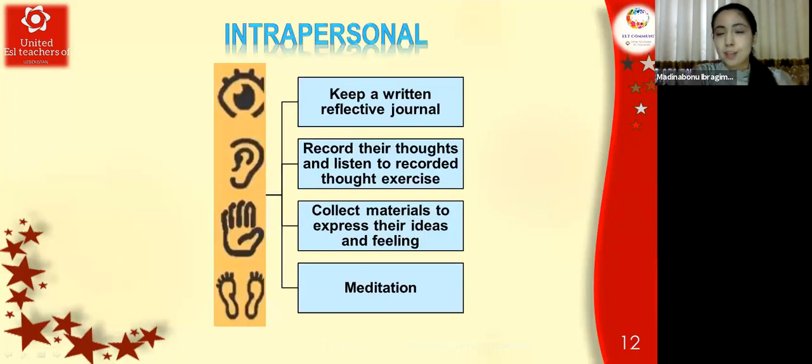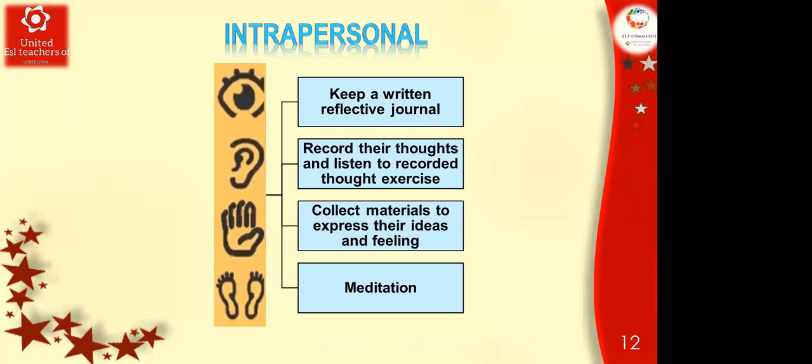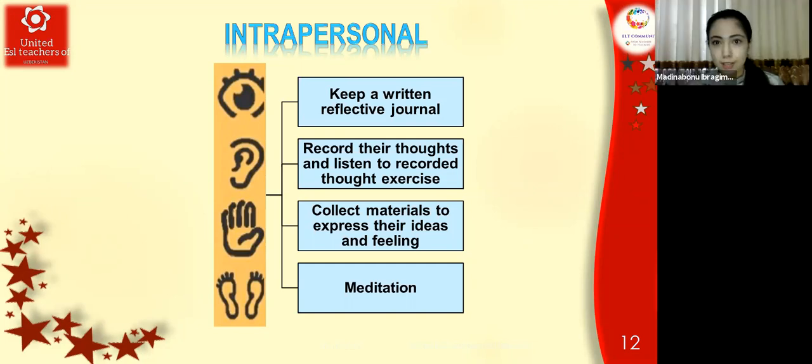And here is the intrapersonal intelligence. So it's advisable to keep a written reflective journal for visual learners, and it's recommended to record their thoughts and listen to the recorded thoughts and exercises for this type of learners. So intrapersonal can be paraphrased as self-study, self-reflection. Then for the tactile learners, we can ask them to collect some materials to express their ideas and feelings. And for the kinesthetic learner, it's advisable to use meditation.